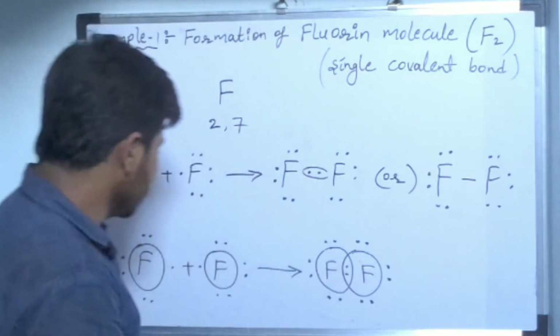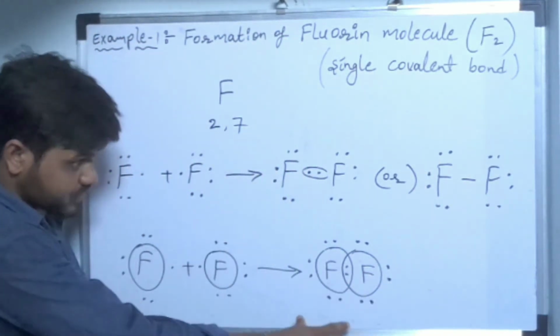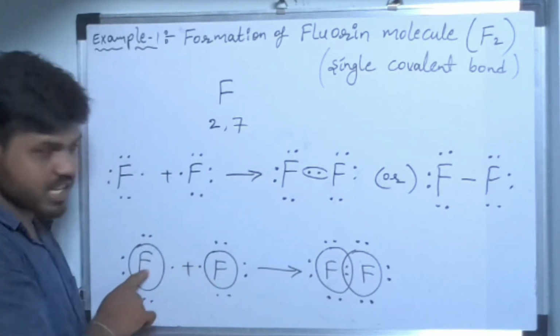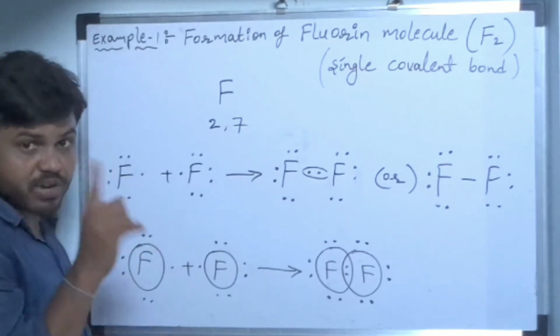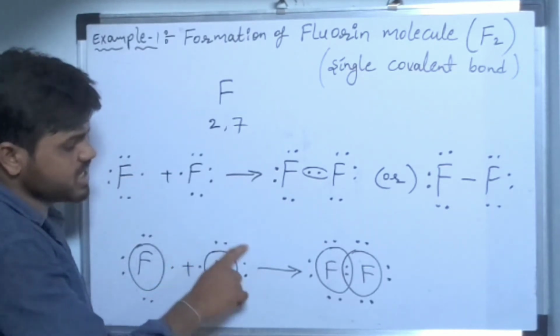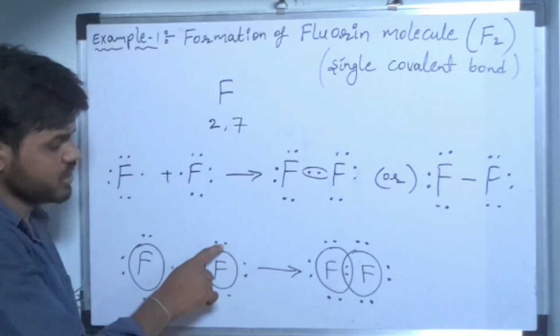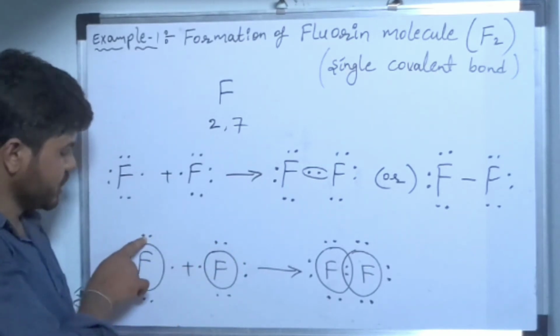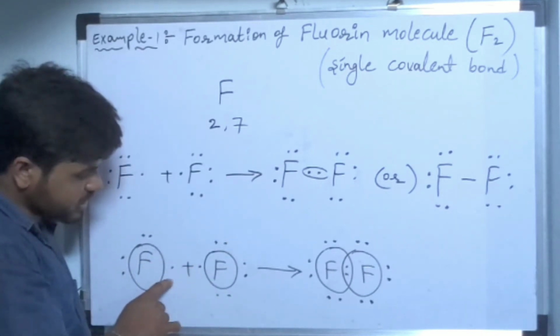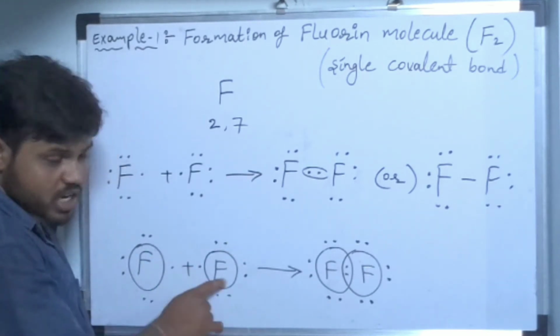Now this is another structure of the fluorine molecule. Two atoms of fluorine I place in circles. Here this circle indicates one atom, here one atom, here one atom. Same, place the 7 valence electrons around the atom: 2, 2, 2, here 1, total 7, here also 7. These two electrons are shared between two atoms of fluorine.